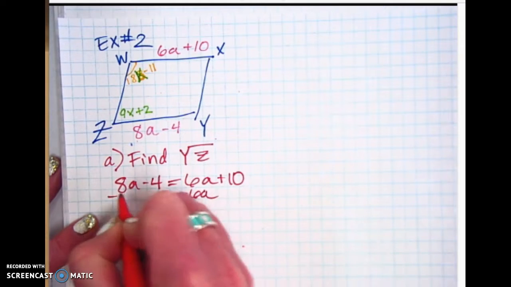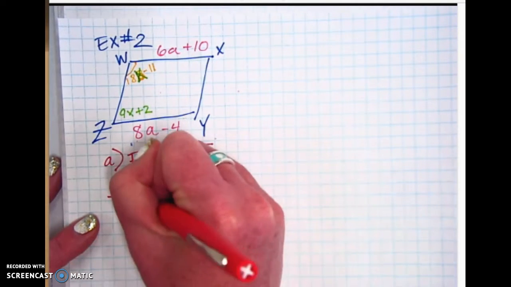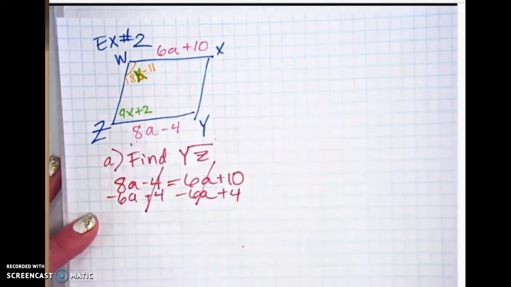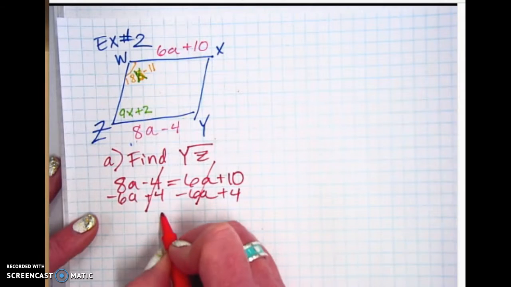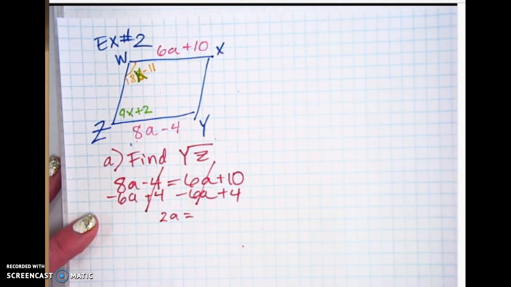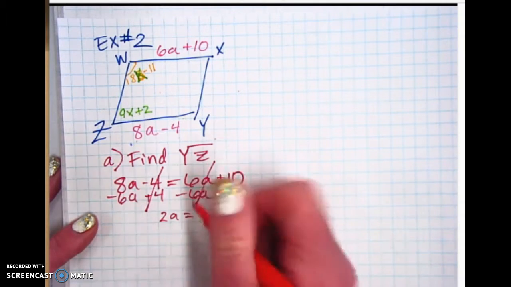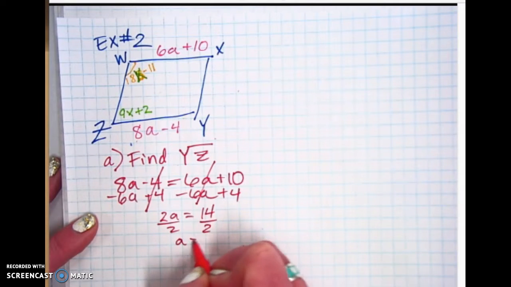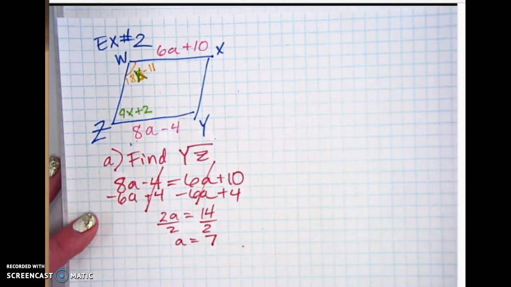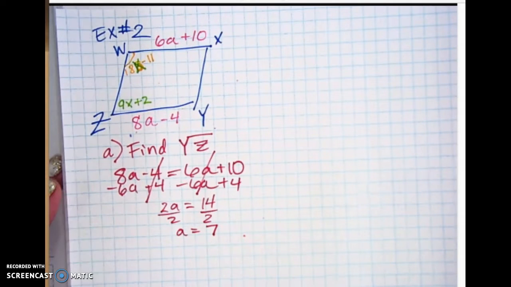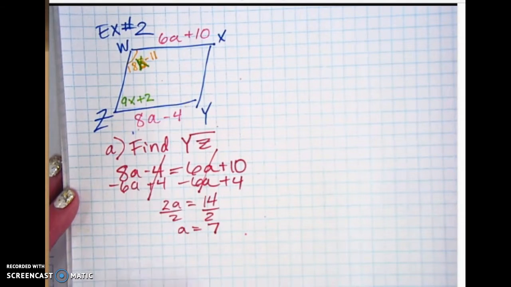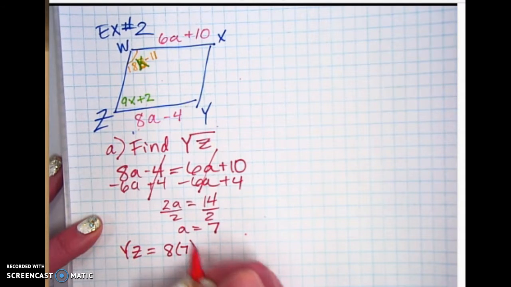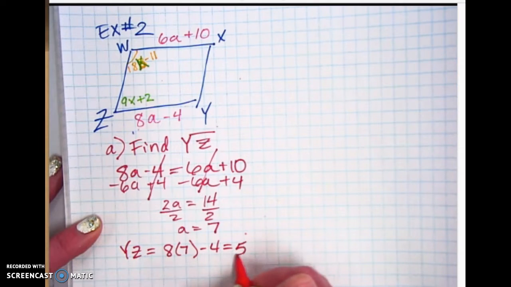Subtract 6A from both sides. In the same step, you can add 4 to both sides. These are opposites. These are opposites. And you're left with 8A minus 6A, which is 2A. And then on the right, you're left with the 10 and the 4, which is 14. So when you divide both sides by 2, you should get 7. Okay? Feels like you're done, but you're not. What do you have to do with that 7? Plug it back in. So YZ is going to be equal to 8 times 7 minus 4. I got 52.